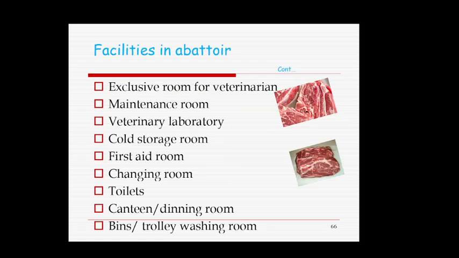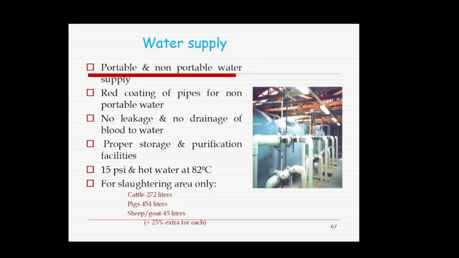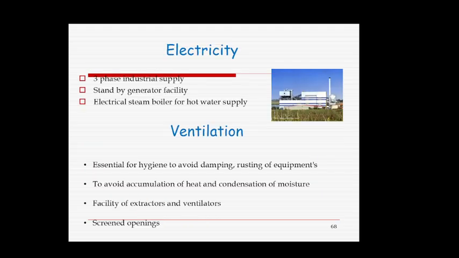Now, the facilities in abattoirs: there should be a room for veterinarians, veterinary laboratory, cold storage room, first aid room, changing room, toilets, canteens, and bins. For the water supply, for cleaning we have water at 82 degrees Celsius at 15 psi. In cattle we take about 272 liters, pigs 454 liters, sheep and goat 45 liters.